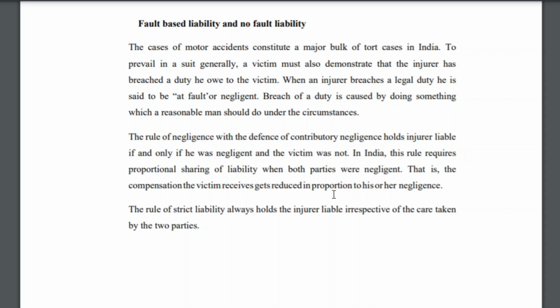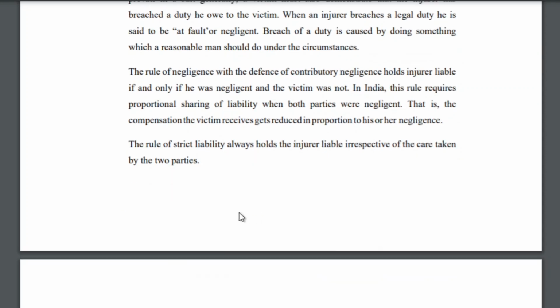Here, what sort of duty the injurer owed towards the victim will be discussed under the concept of fault based liability. Contributory negligence, all these things will come into being. But these things will not give any relief to the victim. This will deter him from getting relief from the injurer. That's why the rule of strict liability has been adopted to help the victim.